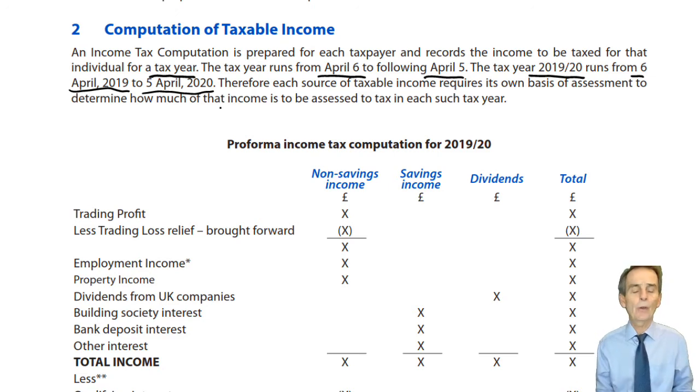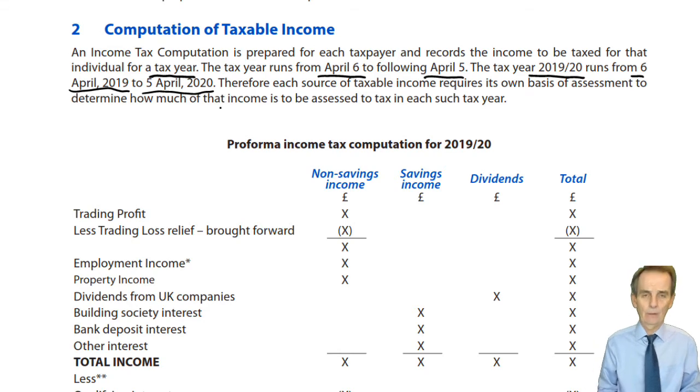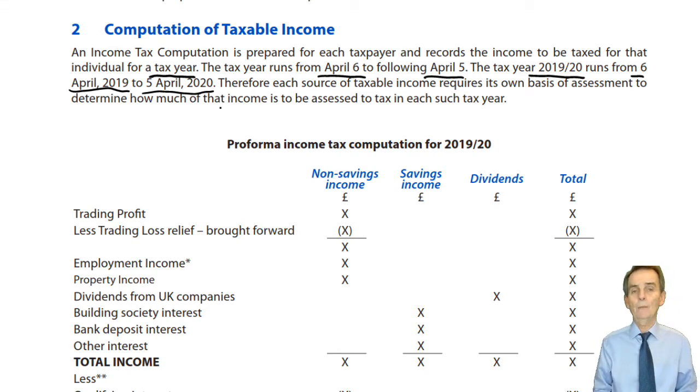And that follows through on every source of income, whether it's employment income, dividend income, interest income, or property income. And most of those sources, everything other than trading profit effectively, it's actually a pretty simple basis that we use. We simply look for 6th of April 2019 to 5th of April 2020. We quite simply look at what amounts of income were actually received in that tax year. That is our main basis of assessment that we'll see.